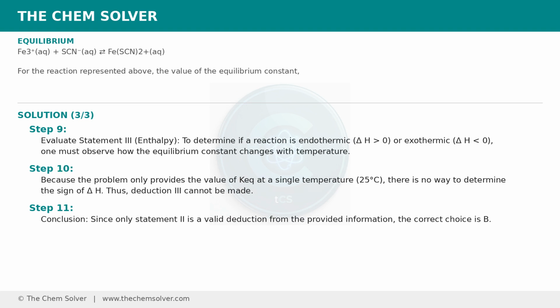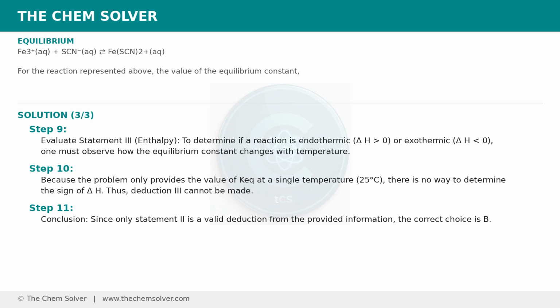Evaluate statement 3, enthalpy. To determine if a reaction is endothermic, delta H greater than 0, or exothermic, delta H less than 0, one must observe how the equilibrium constant changes with temperature. Because the problem only provides the value of KEQ at a single temperature, 25 degrees Celsius, there is no way to determine the sign of delta H. Thus, deduction 3 cannot be made.